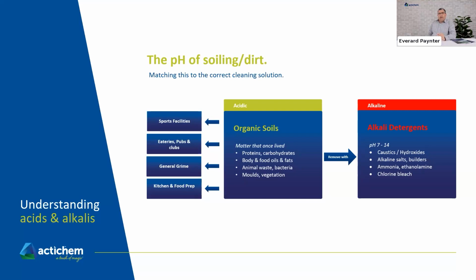Now, to use an alkali detergent doesn't mean that it has to be a caustic or hydroxide. Sure, those are the strongest that we have, but there are also many others that you can notice on the SDS, on the product label: alkaline salts, builders, ammonia, ethanolamine, chlorine bleach. These are all chemicals which have an alkaline pH and are effective on organic soils. I simply refer to chlorine bleach just to make sure that you understand that chlorine bleach is an alkali. We typically don't use it on its own as a cleaner. I wanted to include it to make sure that you understood that chlorine bleach is an alkali, it's not an acid.